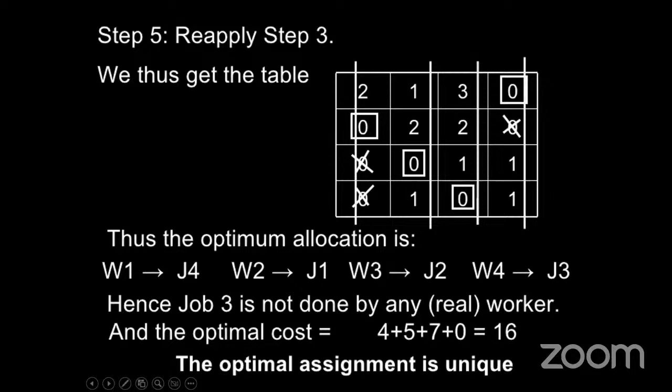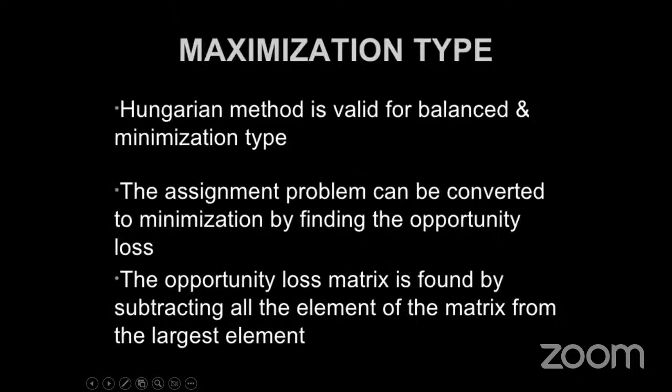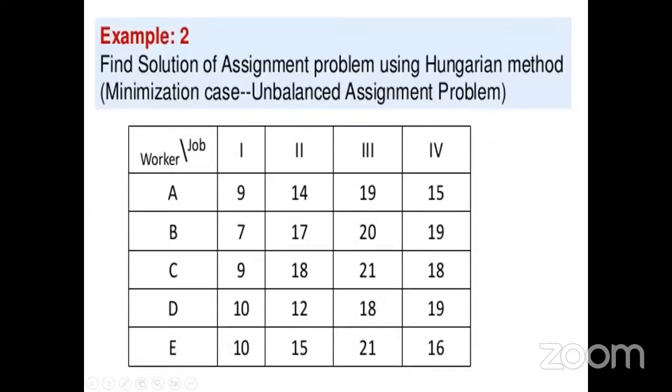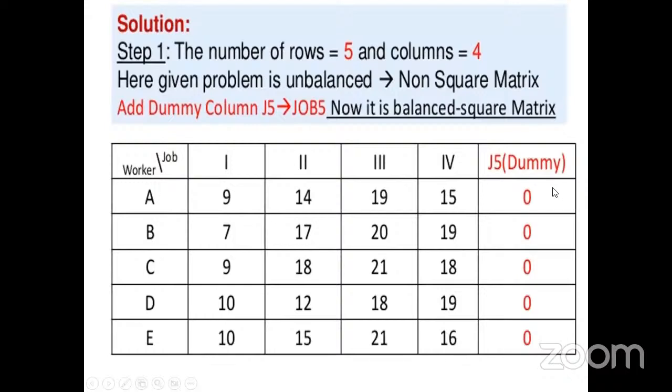The procedure and steps are the same, but with a small change when there is a possibility of an unbalanced problem. This is also an unbalanced one. Minimization case, unbalanced assignment problem. What you need to do is add a dummy column. Yes, column. We need to add this dummy column. After adding this, we need to go through the steps.